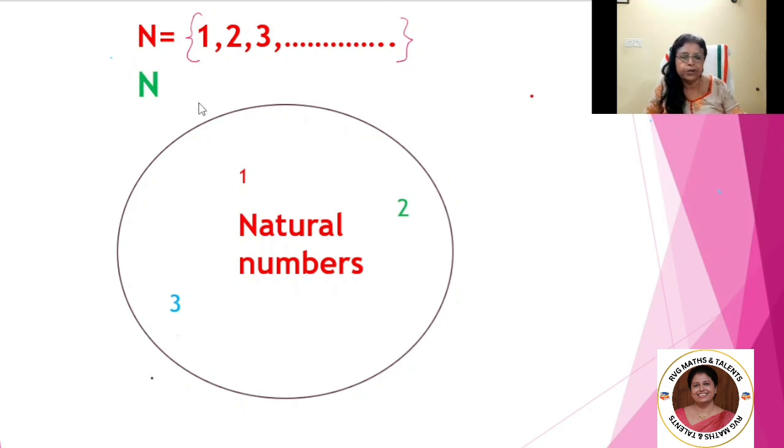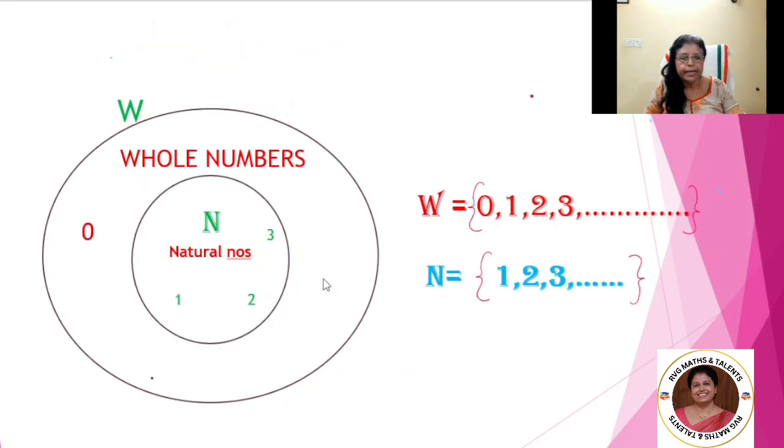N is natural numbers, denoted by N, and it is the set of all natural numbers starting from 1, 2, 3, etc. up to infinity. Then next comes whole numbers. We expanded this natural number system to whole numbers by adding 0 to this set. So W is the whole number system. Then W equals the set 0, 1, 2, 3, etc., up to infinity.